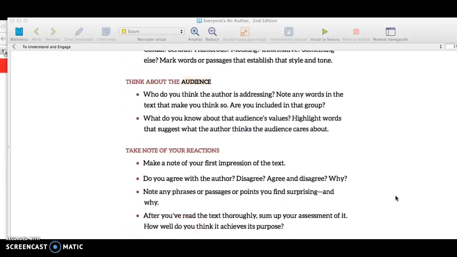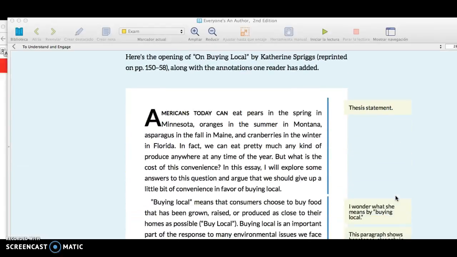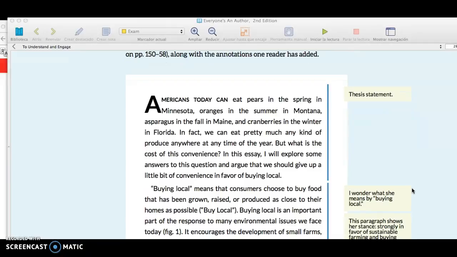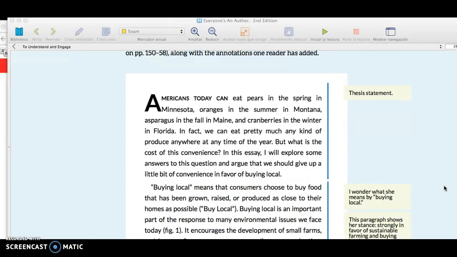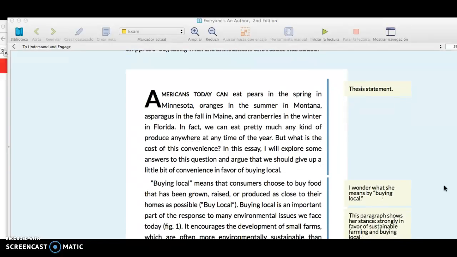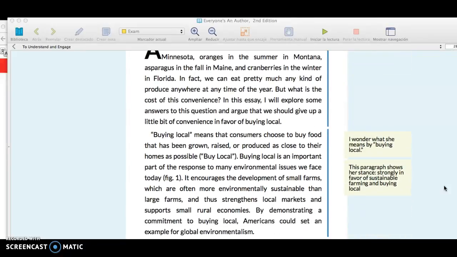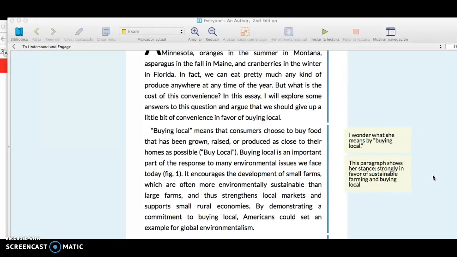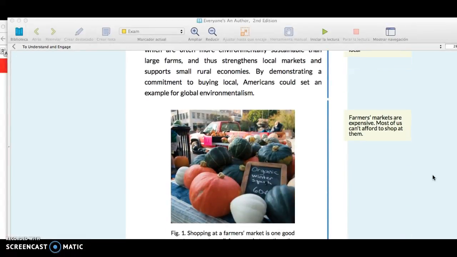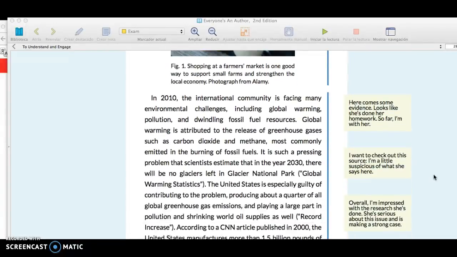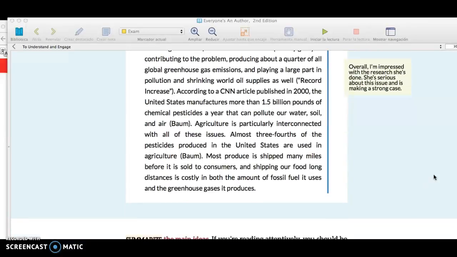This is an example on page 27 of a text by Catherine Spriggs, and here is what the reader did with the article or the essay. He signaled the thesis statement of the piece, and some important ideas and some considerations. If you check the first one here, the author says, "I wonder what he means by buying local." This is a notion that is not clear in the original text. Or this paragraph shows her stand strongly in favor of sustainable farming and buying local. So this is an article about local markets or farmers markets in the United States, and the annotation that one author did is something that you have to come back to when you start writing your essays. So this is about week 1, and let's talk a bit about what is happening right now in week 2.